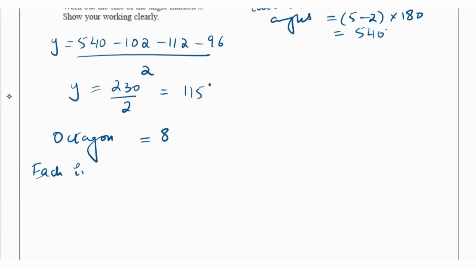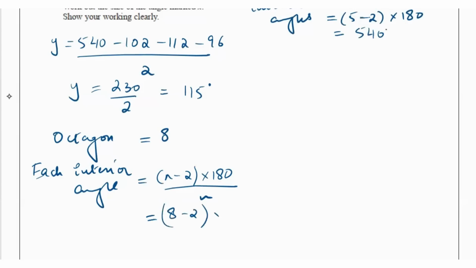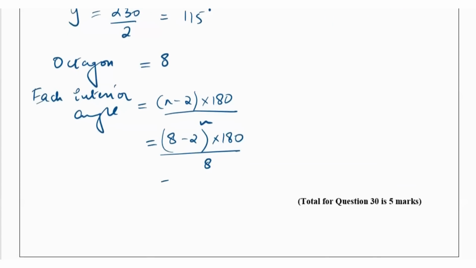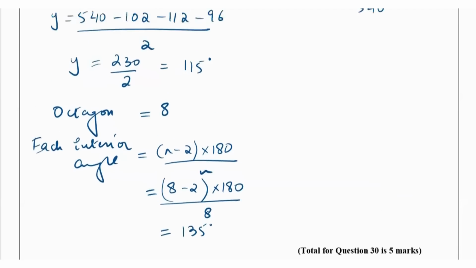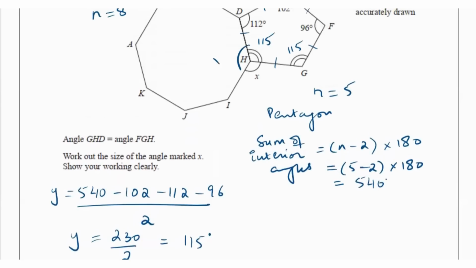Each interior angle is n minus 2 times 180 over n. The difference between the sum and each formula is that for each interior angle we divide by the number of sides, whereas in the sum we don't. So 8 minus 2 times 180 over 8 is going to give us 135 degrees. So that means this angle over here is 135 as well as this, and all of these, they're the same.